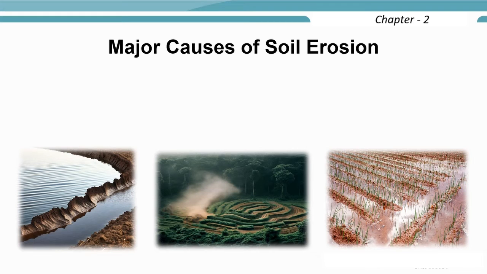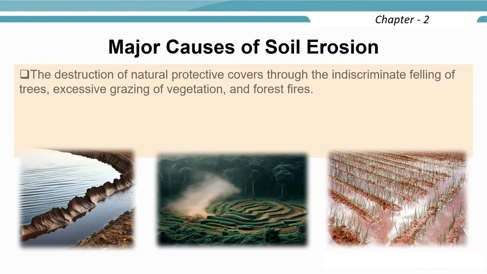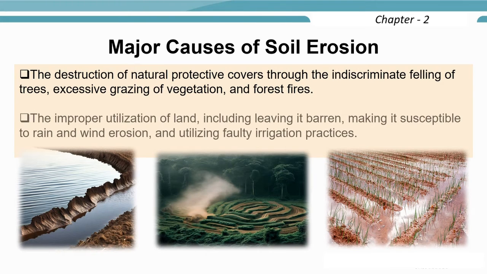What are the major causes of soil erosion? Destruction of natural protective cover through indiscriminate felling of trees. Yes, deforestation. That is the major cause of soil erosion. Other than that, excessive grazing of vegetation and even forest fires are responsible for soil erosion.